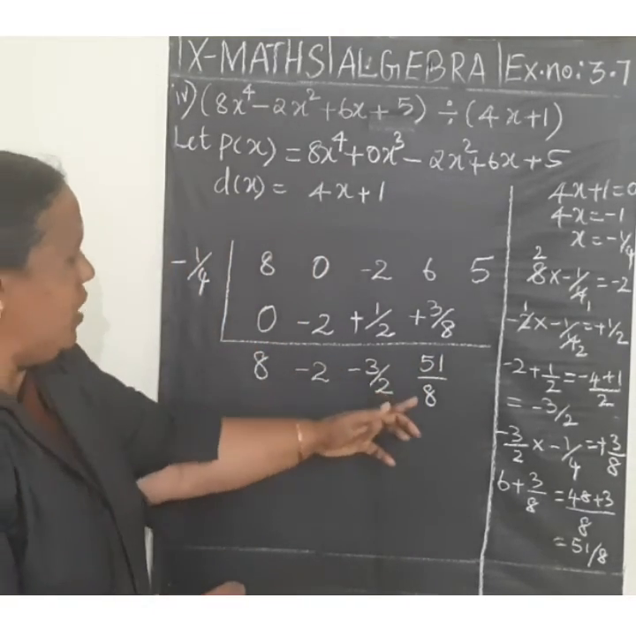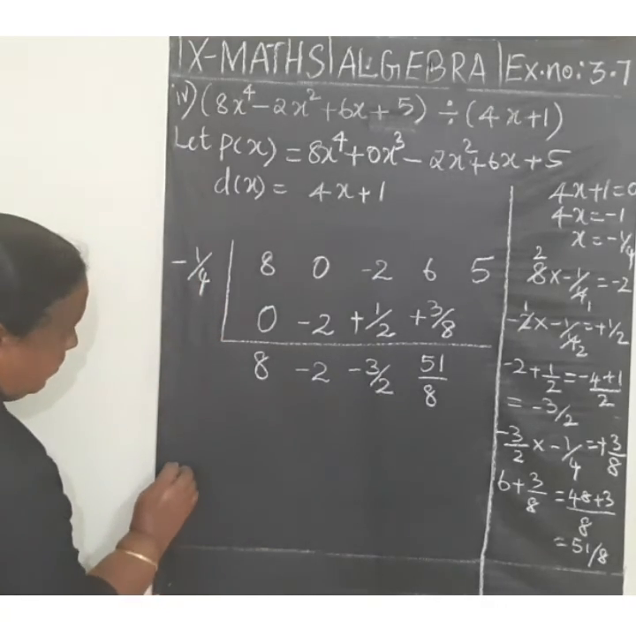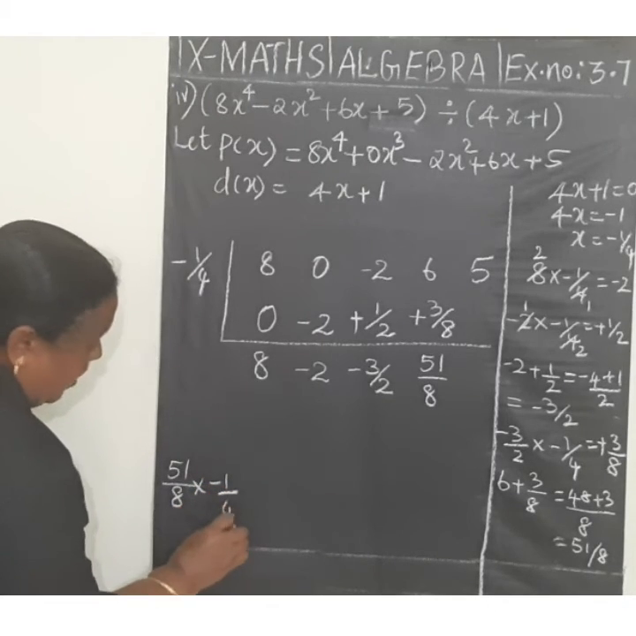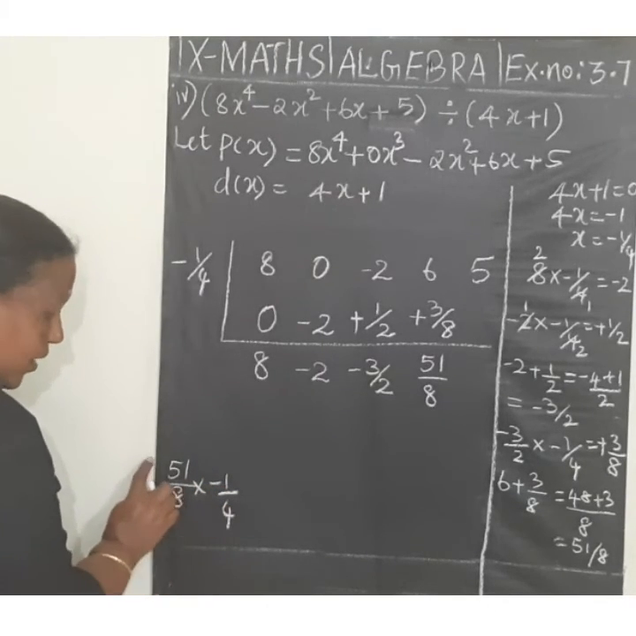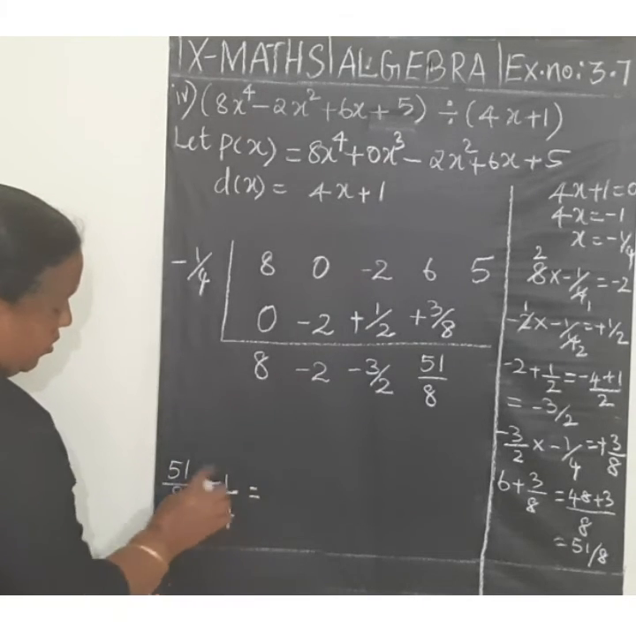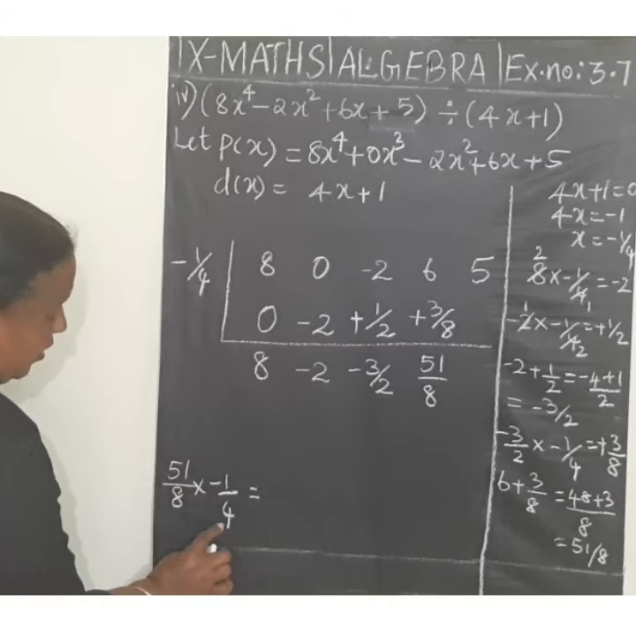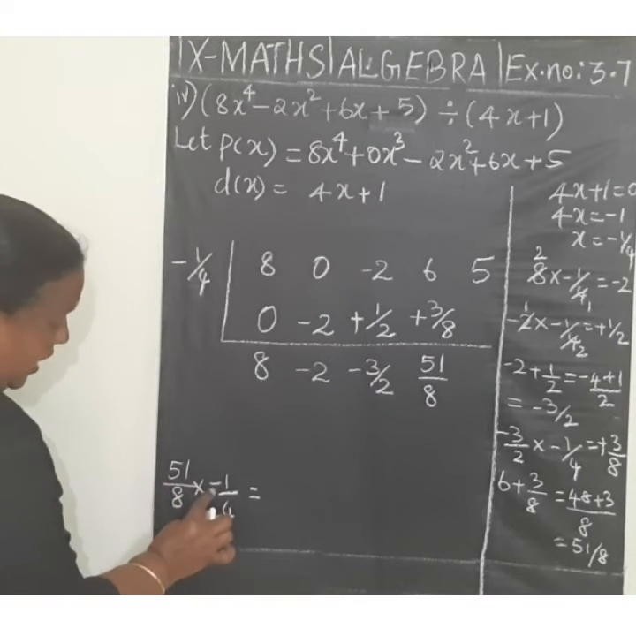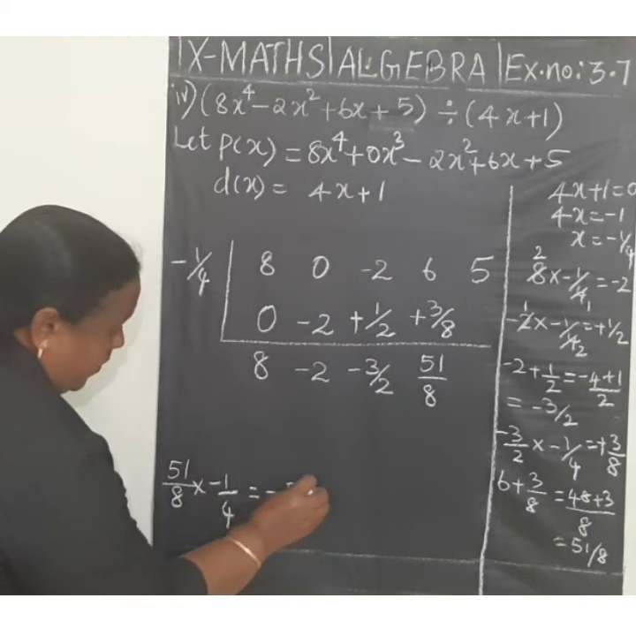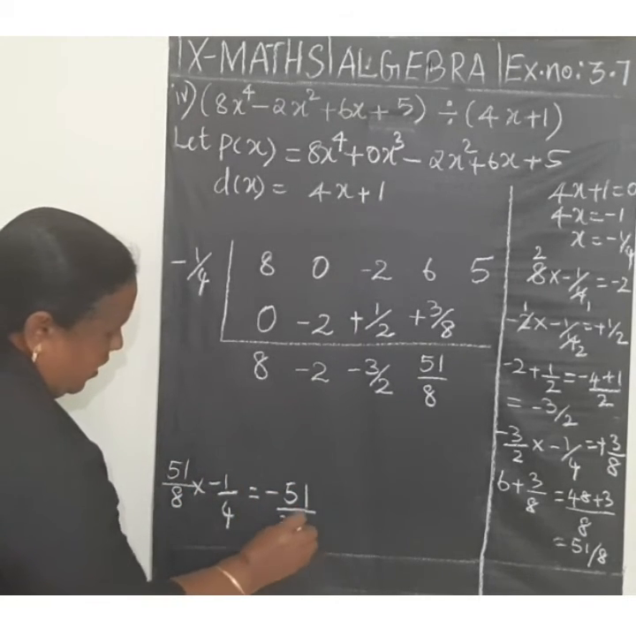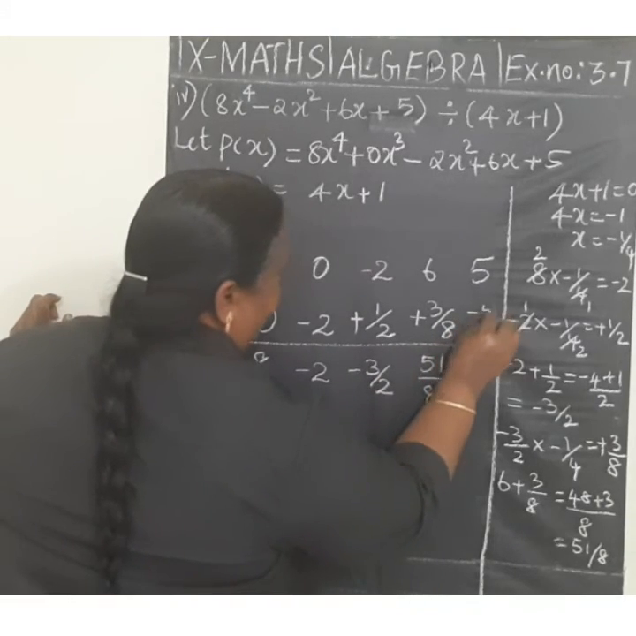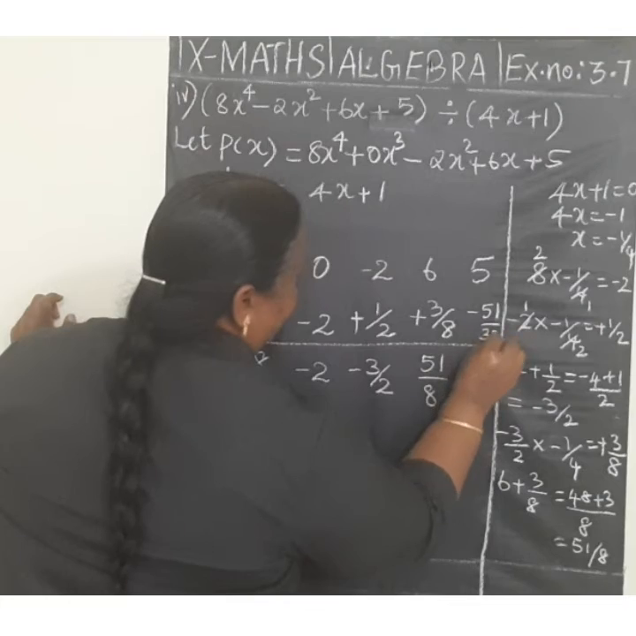Next we have to multiply 51 by 8 into minus 1 by 4. Here we can't cancel, so we have to multiply directly: numerator into numerator, denominator into denominator. Here plus sign, here minus sign, so plus into minus gives minus. 51 into 1 is 51, 8 fours are 32. So minus 51 by 32.